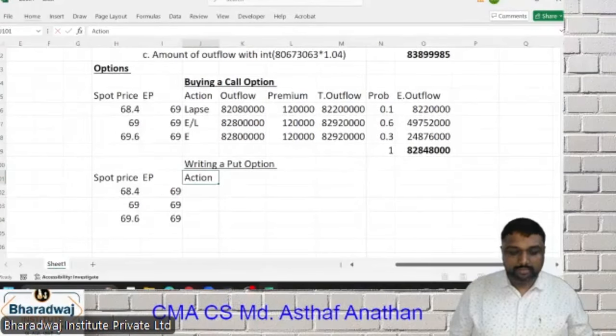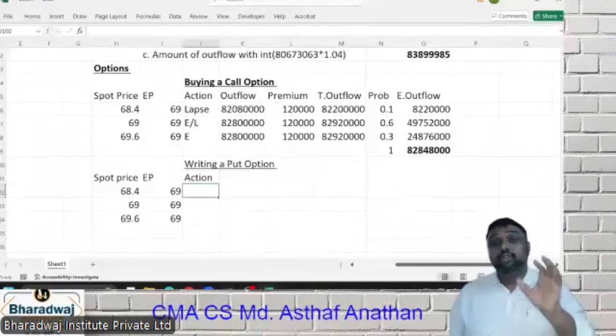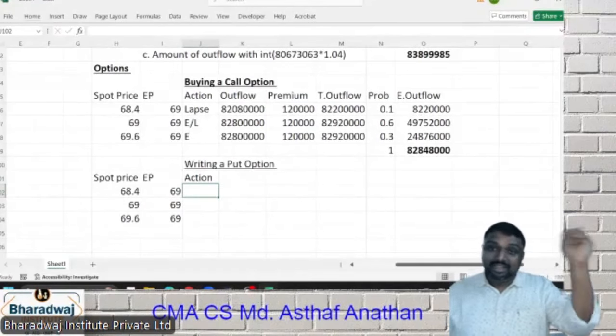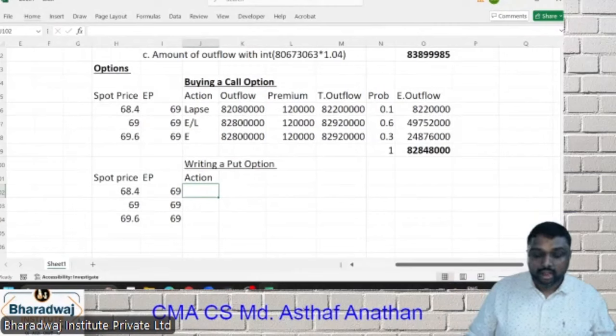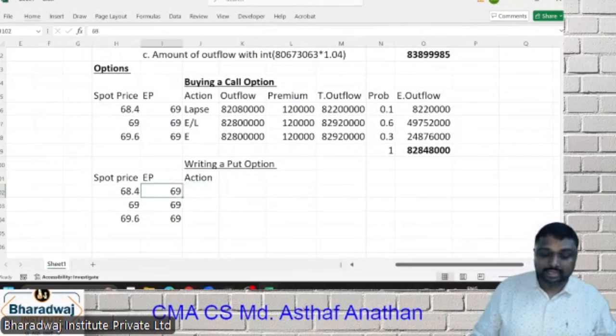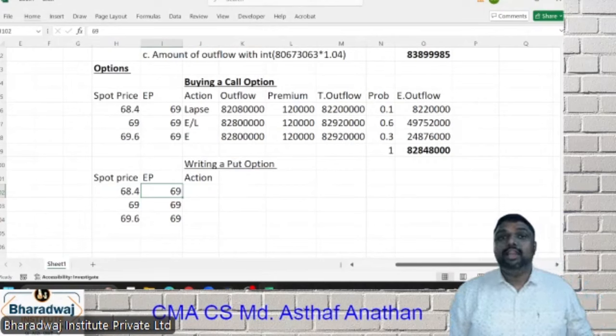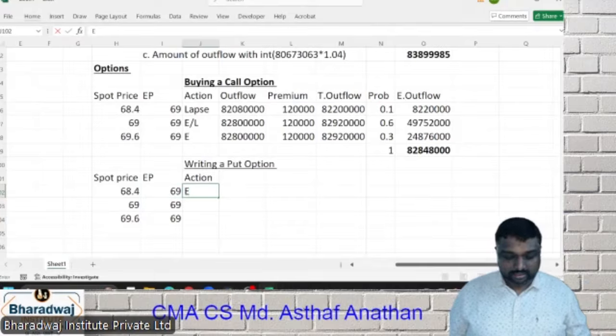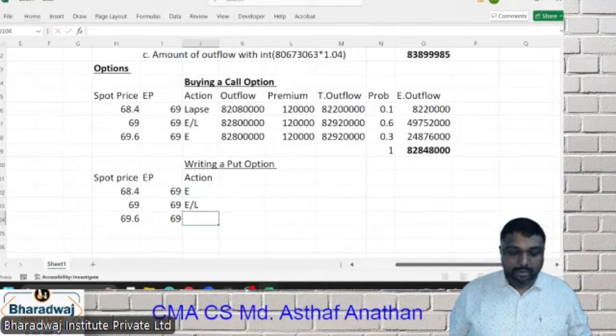What will be the action? See here, think from the perspective of the person who bought the put option. When the market price is 68.4, he can sell at 69. So will he sell or not? Yes, he is getting a higher number, so he will exercise. Here, it is either exercise or lapse. When the market price is 69, you won't sell it, so it lapses.